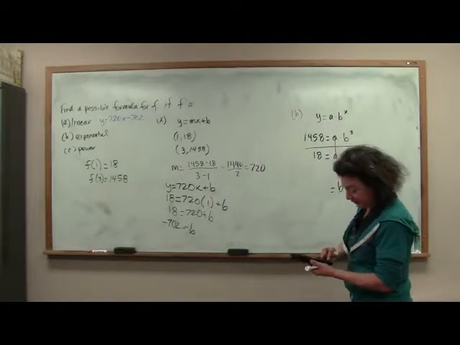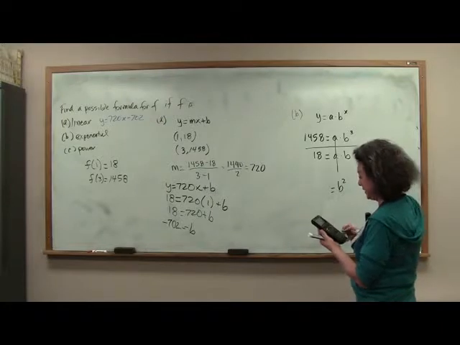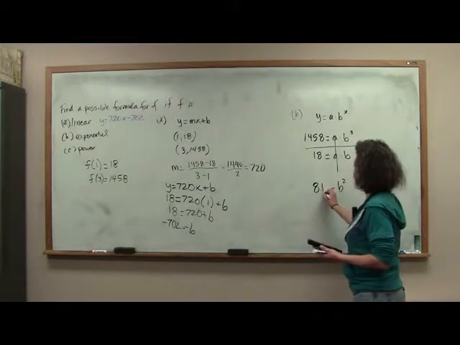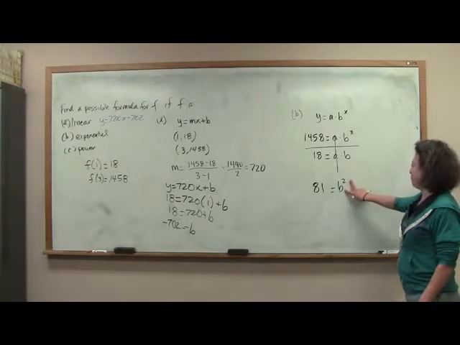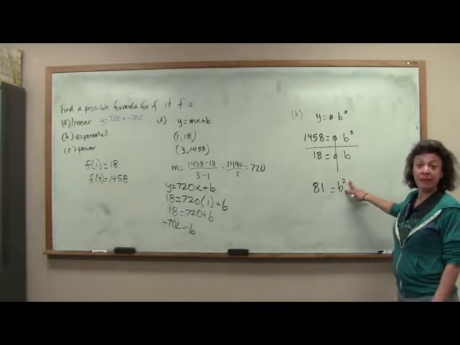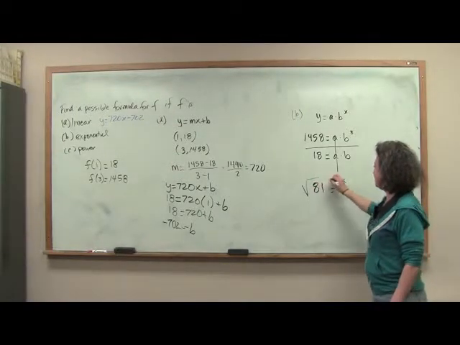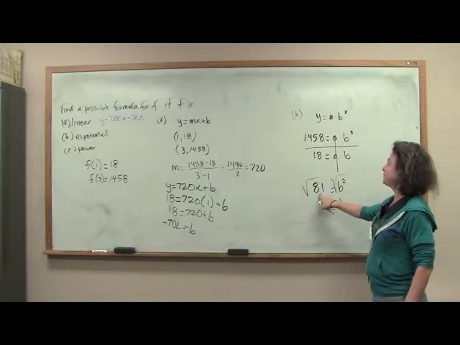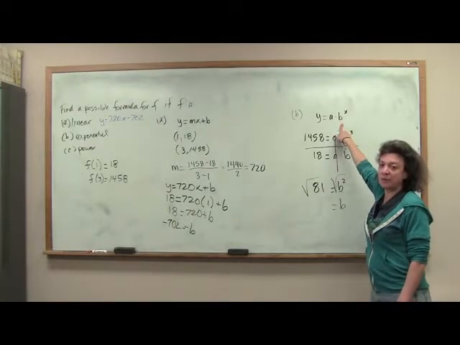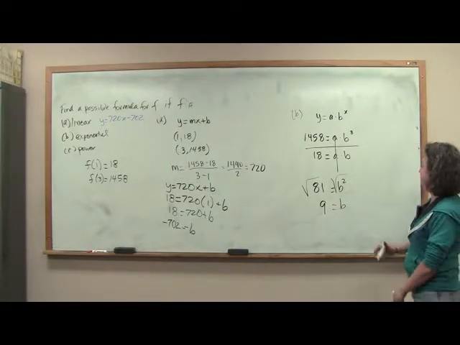And 1,458 divided by 18 is equal to 81. Sweet. Okay, we don't want b squared, we want b. How do you get rid of squaring something? You take the square root of both sides. And yes, the square root of 81 is positive or negative 9, but we always want to consider a positive base, so we get b to be 9.